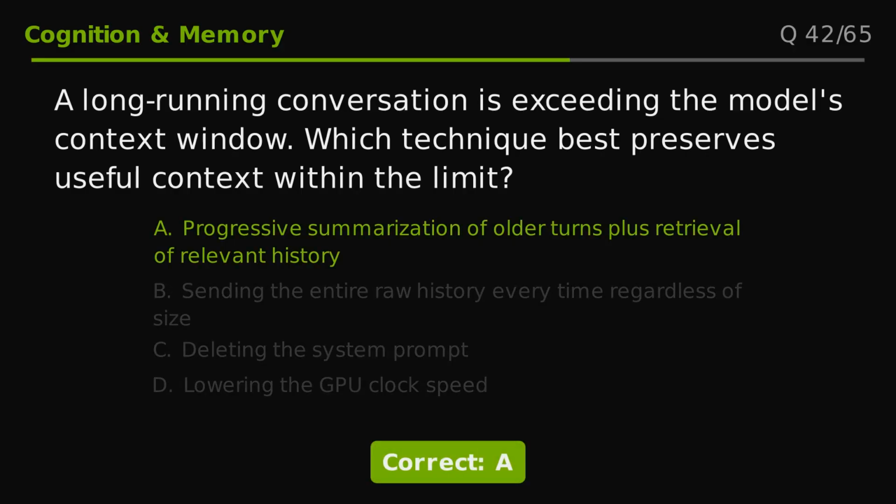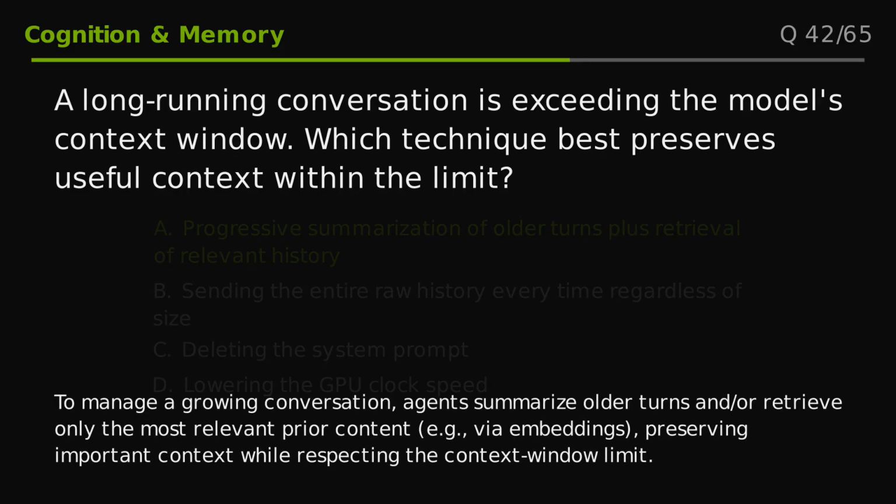The correct answer is A. To manage a growing conversation, agents summarize older turns and store or retrieve only the most relevant prior content, for example via embeddings, preserving important context while respecting the context window limit.